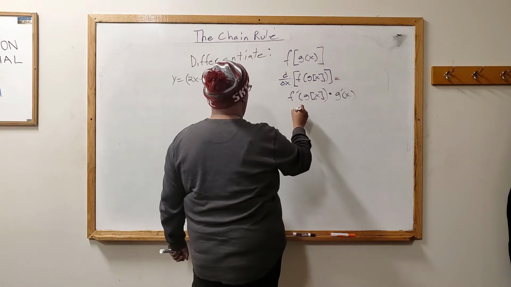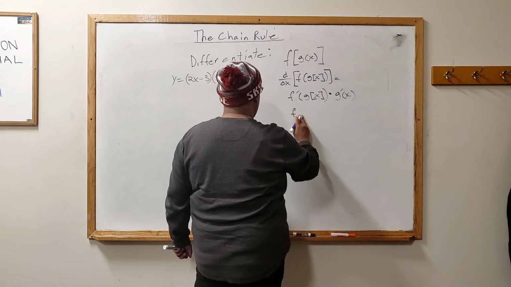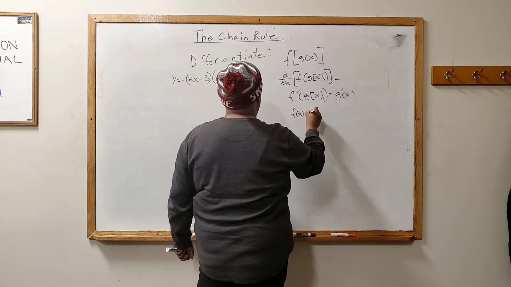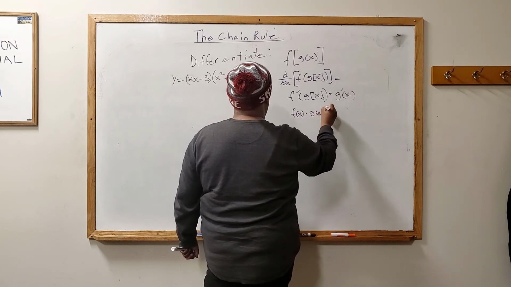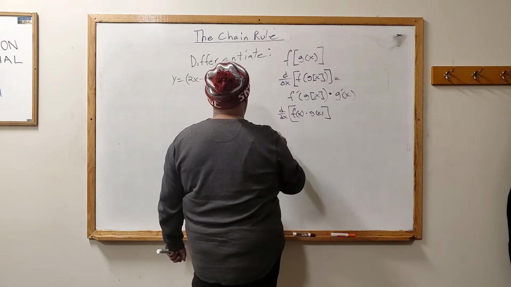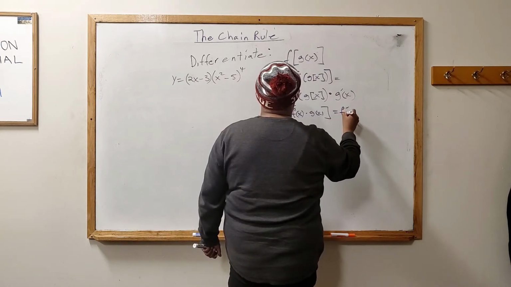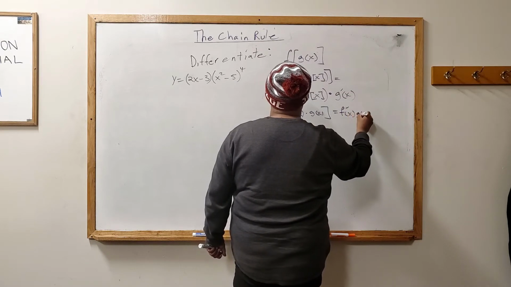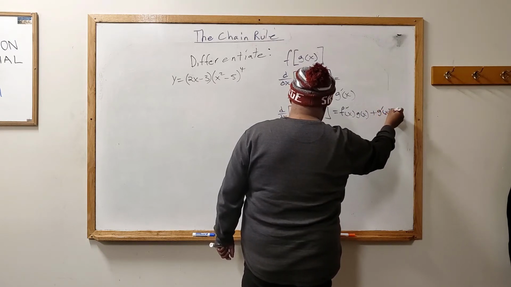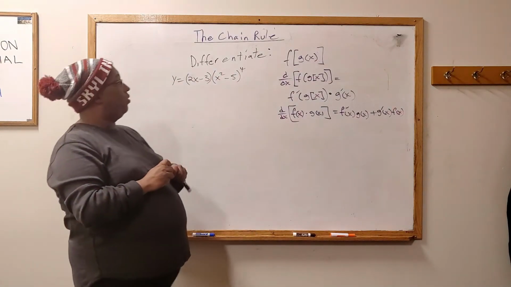If I have f of x times g of x, and I want to take the derivative of that in terms of x, then we would get f prime of x times g of x plus g prime of x times f of x. That's the product rule, and we're going to use that here.